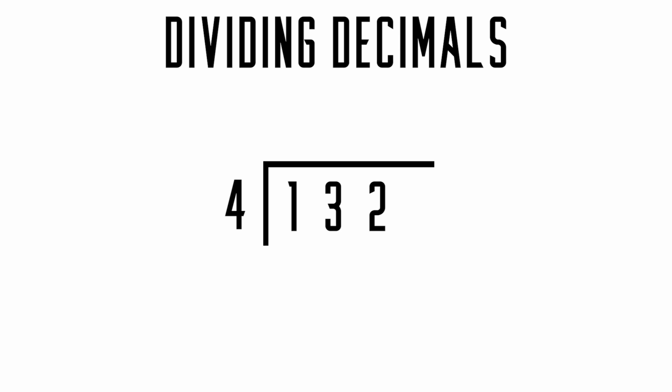Instead of trying to understand how many 0.4s are in a number, by changing the decimal to a whole number, we can now ask how many 4s are in 1, which is 0. We will carry the 1 over. Now how many 4s are in 13? There are 3, with 1 remaining, so we'll carry that over. And how many 4s are in 12? Again there are 3, and now we have our answer of 33.